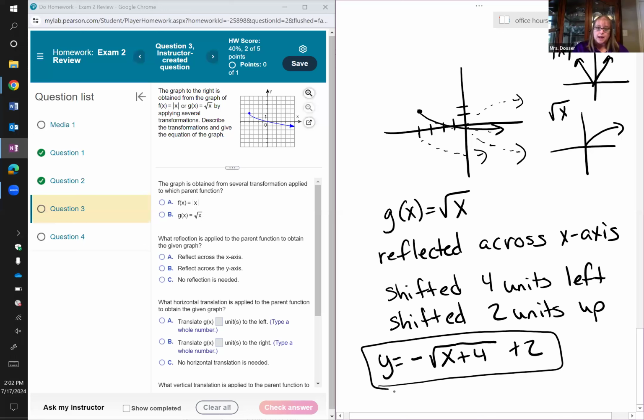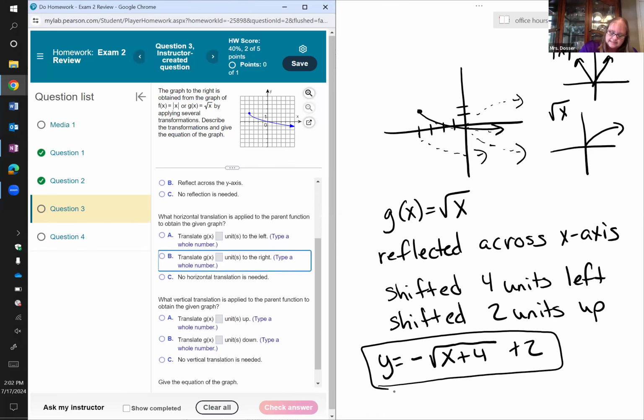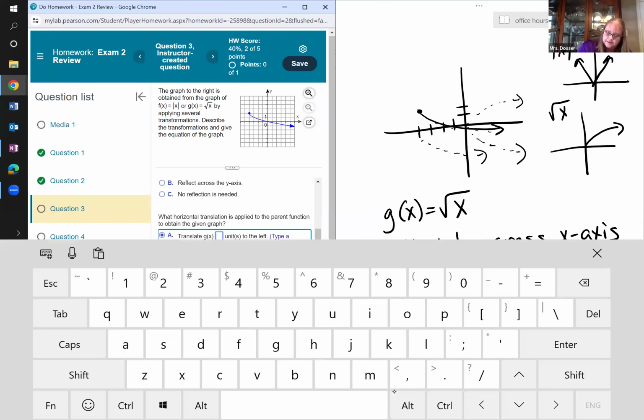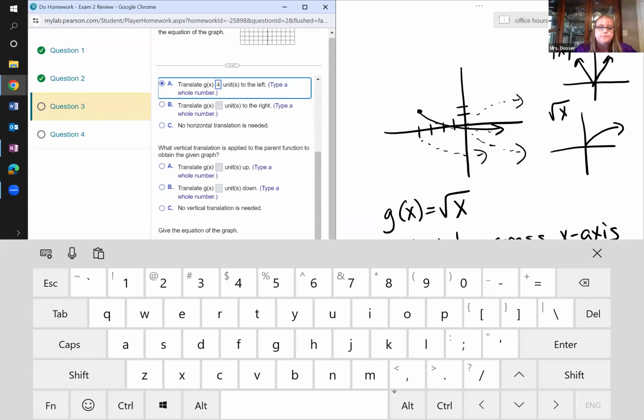So putting all of this into answering our questions in MyMathLab, the first question is, which one's the parent function? The graph is obtained by applying transformations to the square root of x graph, which is option B. The next question, what reflection is applied? We had to reflect across the x-axis. That's option A. On the next question, we're asked about the horizontal translation. It gives us the option A, shifting to the left, option B, shifting to the right. We shifted to the left, so we need option A, and we fill in how many units in that box. In this case, it was 4 units to the left.